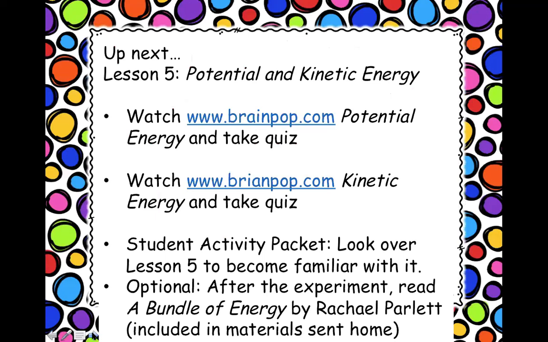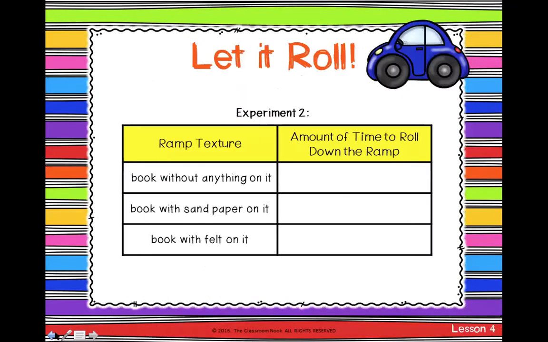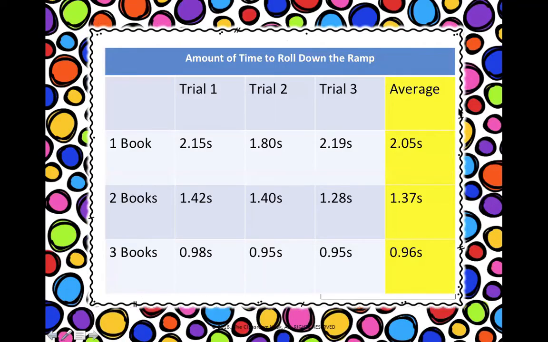All right, that is the end of our lesson for today. Just make sure you filled out your paper with the ramp heights, and I'll go back to that screen. We're going to fill it in with the average. For the ramp height, one book, the average was 2.05 seconds, 2 books, 1.37 seconds, and 3 books, 0.96 seconds. So make sure you have that filled in.